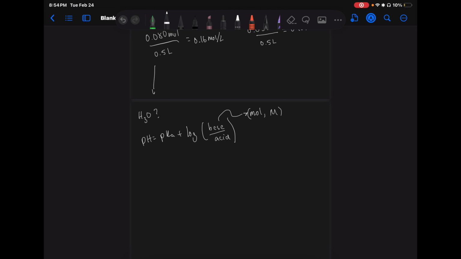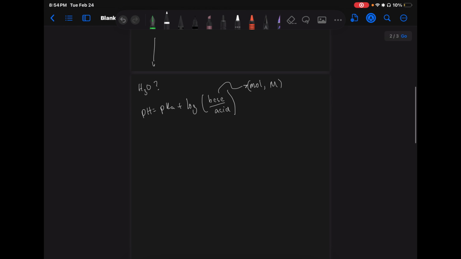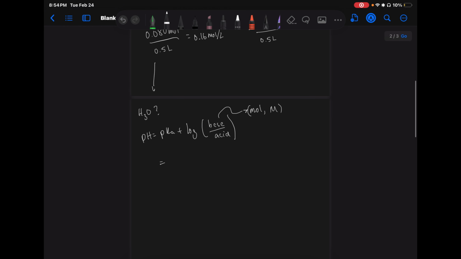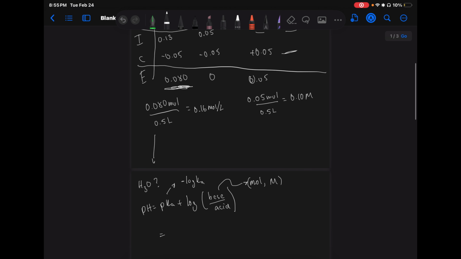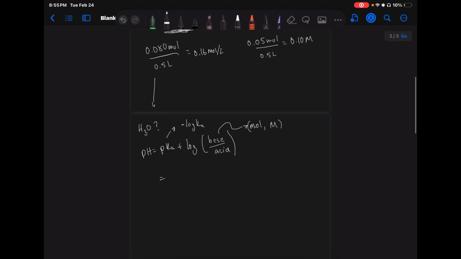So in order to find the H3O concentration, we need to find the pH first. pKa, I was also confused about this, is equal to negative log Ka. So we've got to find the Ka value. The Ka value of HClO is 2.95 times 10 to the negative 8. So if you substitute that in, we get negative log 2.95 times 10 to the negative 8.